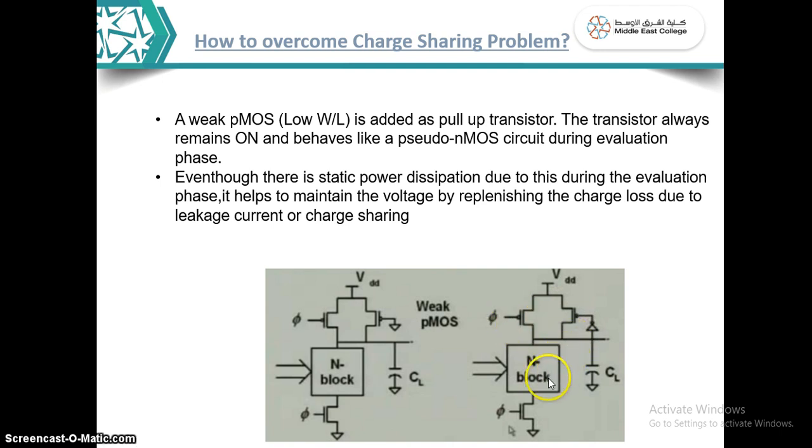Now what will happen at the evaluation phase? Suppose by any chance in the evaluation phase your output becomes 0.